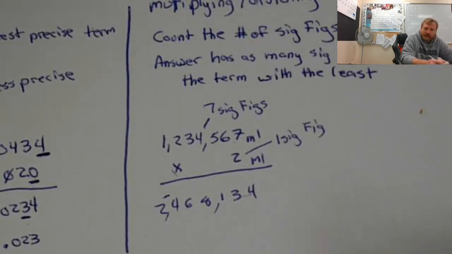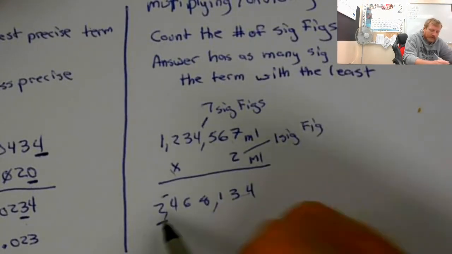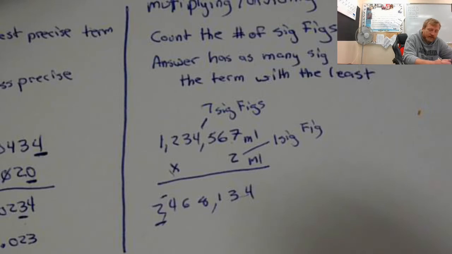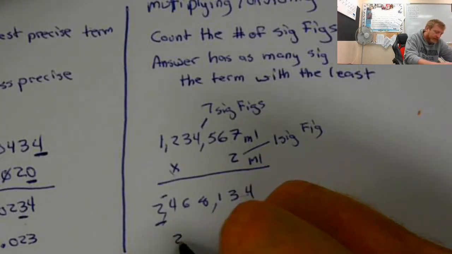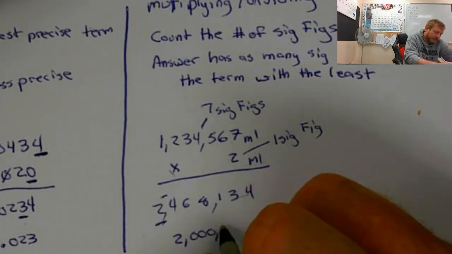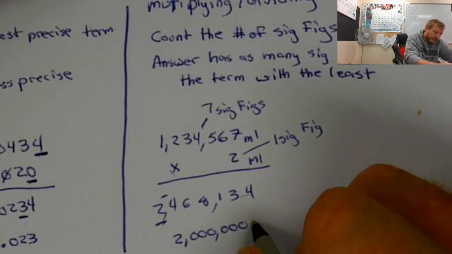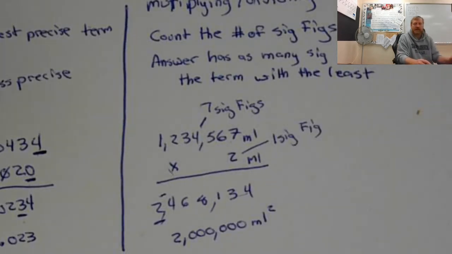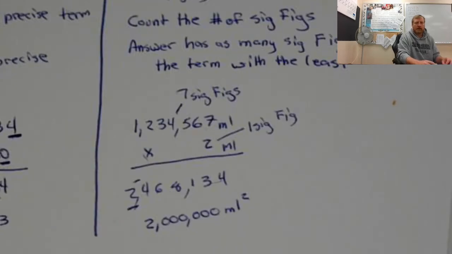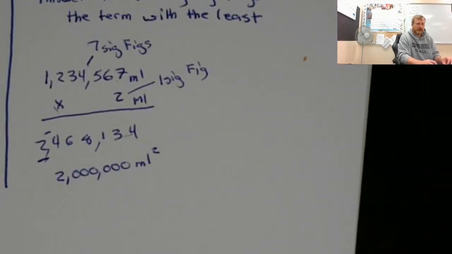And since in the bottom I only have 1 sig fig, I have to round my answer so that it only has 1 sig fig, and I'm going to round this to be 2 million. And this would be square milliliters. Okay. Let's take a look at another example.